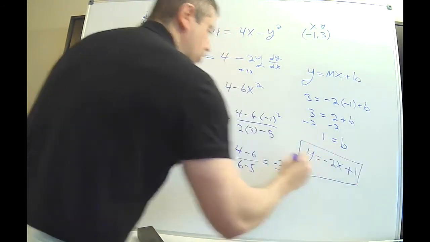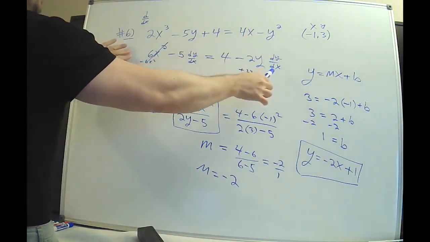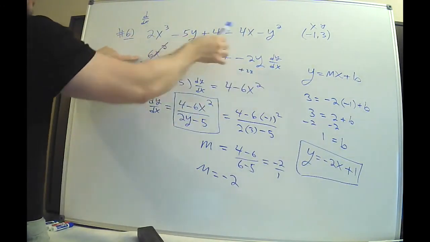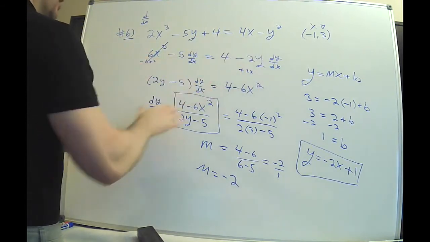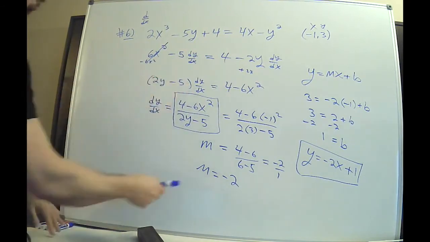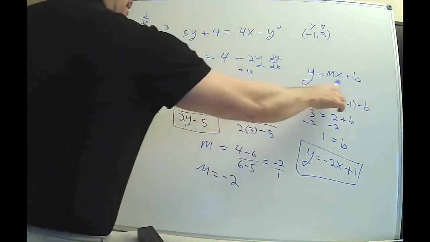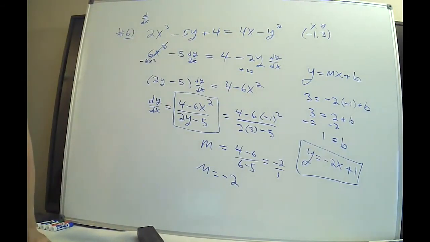So just recapping super fast. Take the derivative of all the terms with respect to x. The x's you do like normal. The y's you do like normal, but you add on the dy/dx. Solve for dy/dx. Plug in the numbers I gave you. Get the m. And then use y equals mx plus b to figure out the b. Easiest way to do it.